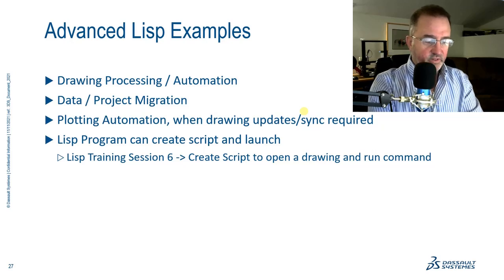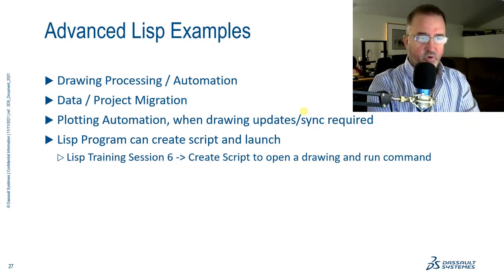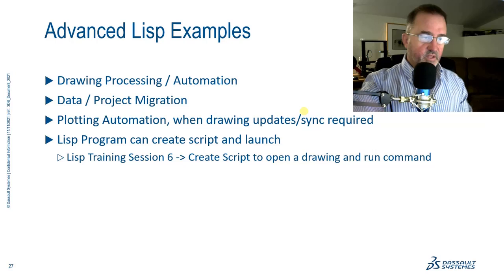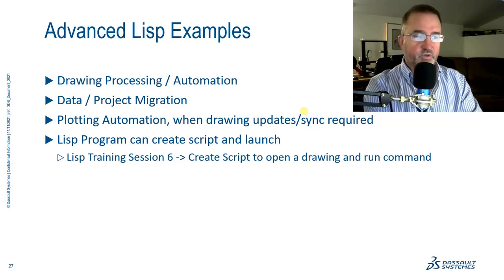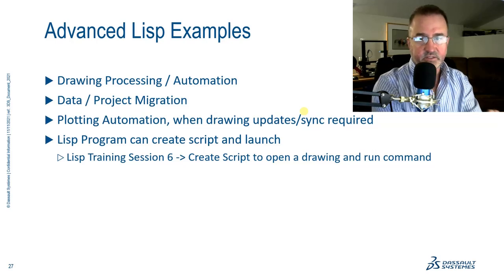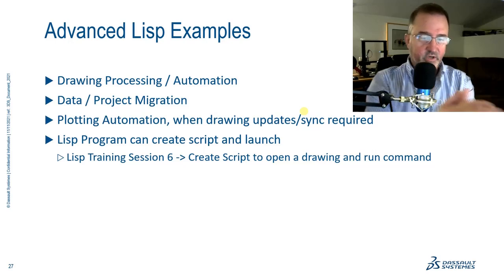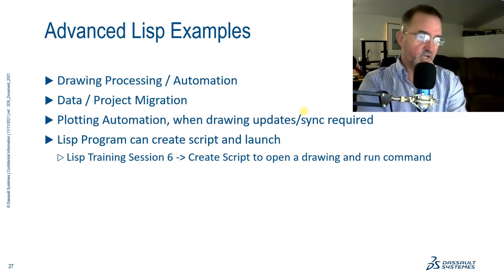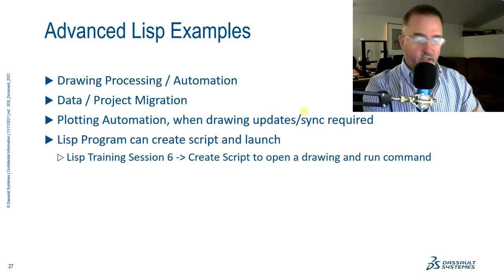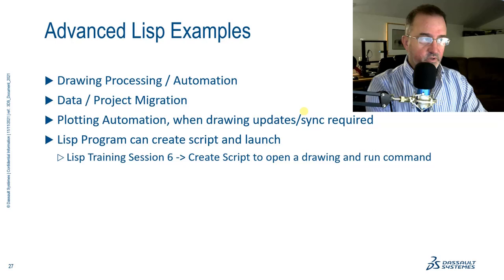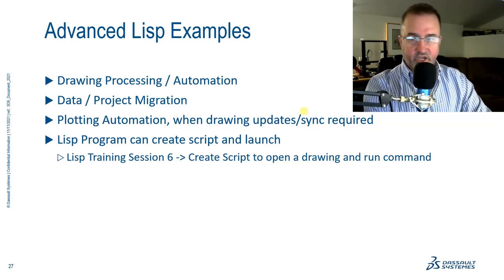The other thing we can do with Lisp is we can have the program write a script and then run and execute that script. Now, in session 6, I'm going to show you exactly how to do that, because this is the methodology. When I talked about that data migration for that company, that's exactly how we did it. We had a Lisp routine write a script routine that ran a Lisp routine, and it was sort of a cycle that happened, but I can show you how to do that process, and it might allow you to do the type of automation, especially in those situations where you have to update or change hundreds or thousands of drawings.